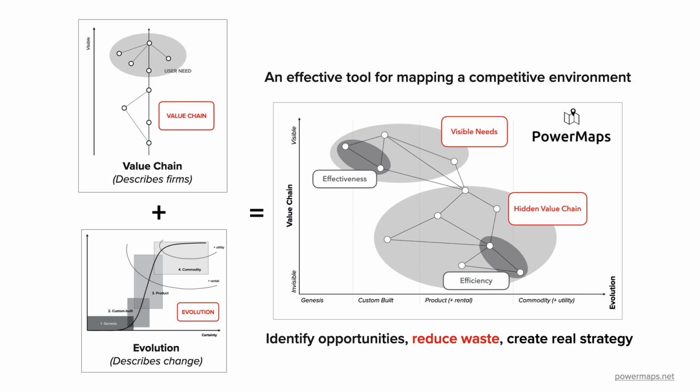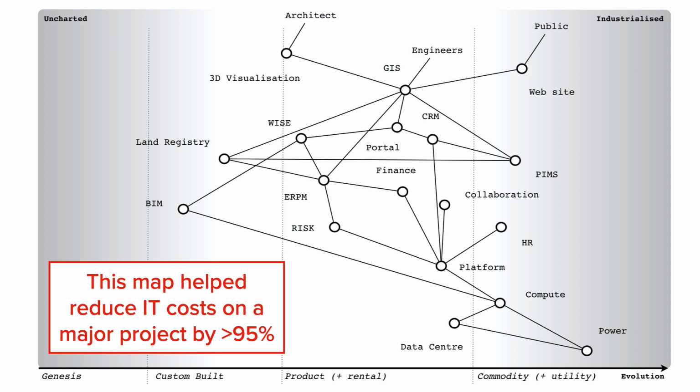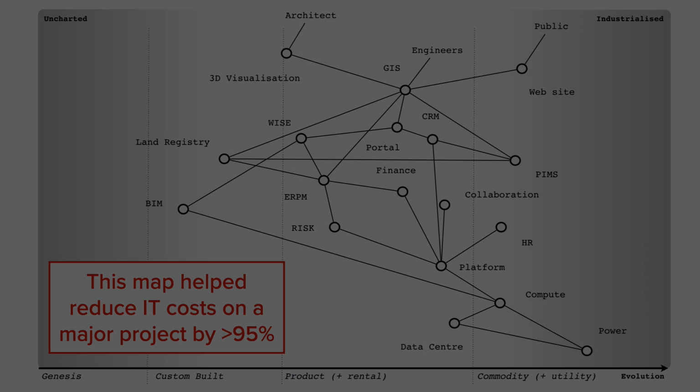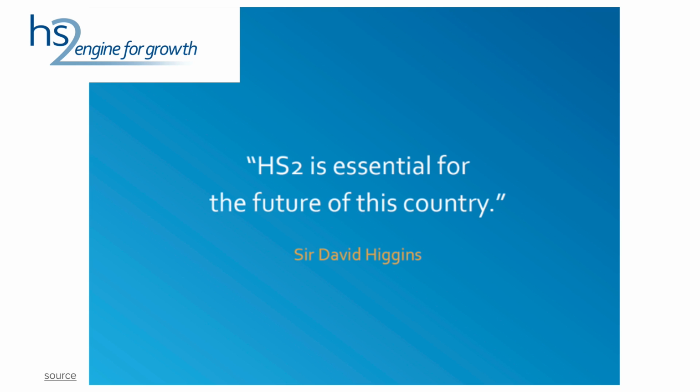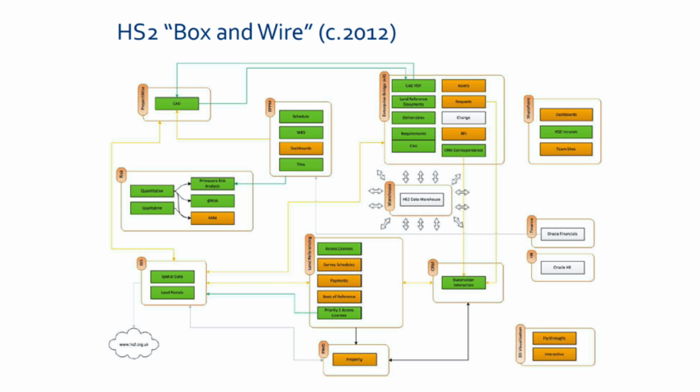In this video, we're going to focus on how they can be used to reduce the waste that comes from outsourcing the wrong things. We're going to share a case study where this map helped reduce IT costs on a major project by over 95%. The case is HS2, a high-speed rail project in the UK. This was not only a big project, but one that was politically important, having been described as essential to the future of the country. In 2012, the IT team needed to decide what they would build, what they would buy, and what they would outsource.